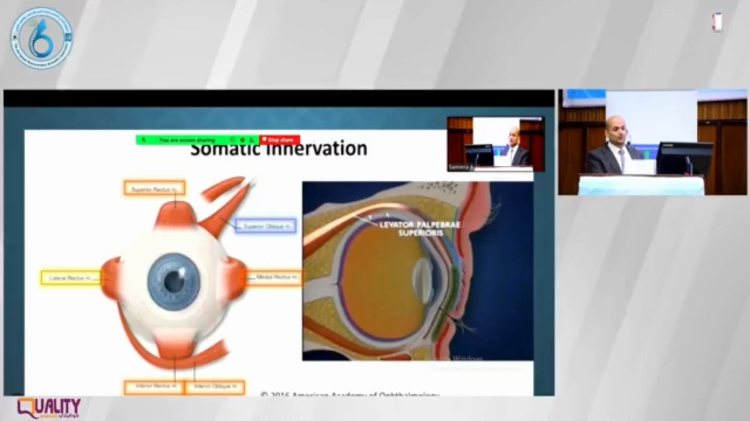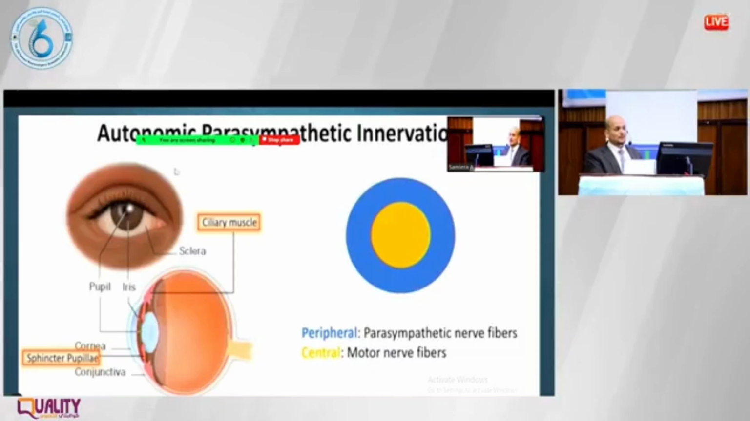And also the third nerve is responsible for supplying the levator palpebrae superioris, so patients with third nerve palsy will present also with ptosis. There is also the autonomic parasympathetic innervation that's coming from the third nerve. It is responsible for the sphincter pupillae muscle in the iris and the ciliary muscles. Because of that, patients with third nerve palsy, especially from compressive lesions that will affect the peripheral parasympathetic nerve fibers, will present with pupil-involved third nerve palsy.